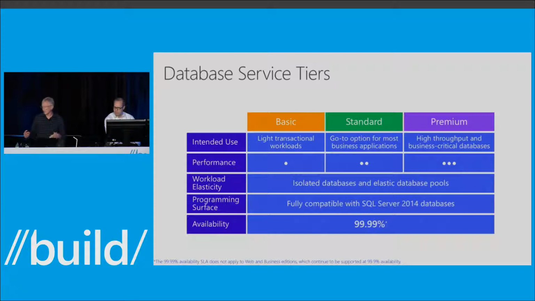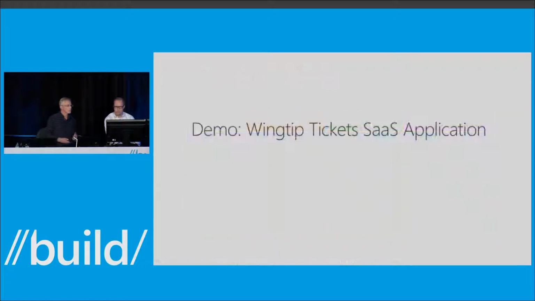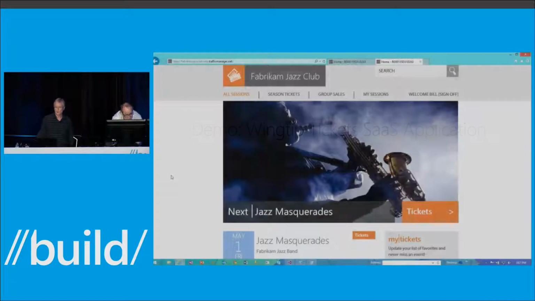So our philosophy is very much now that you can build an application once and then scale it as you need across these different service tier offerings and elasticity offerings. So let's give you a taste. We're going to take a look quickly at a demo application that we've built, and that's going to show some of the characteristics of a SaaS application. So we switch over to this.